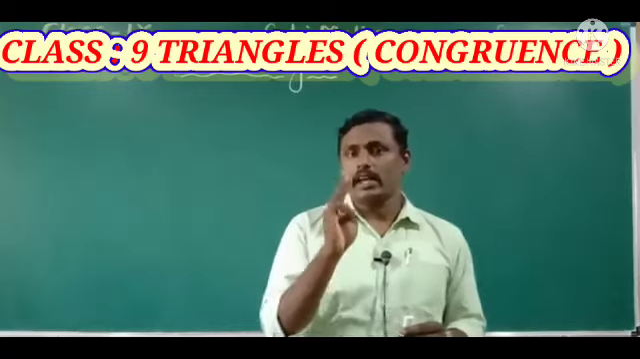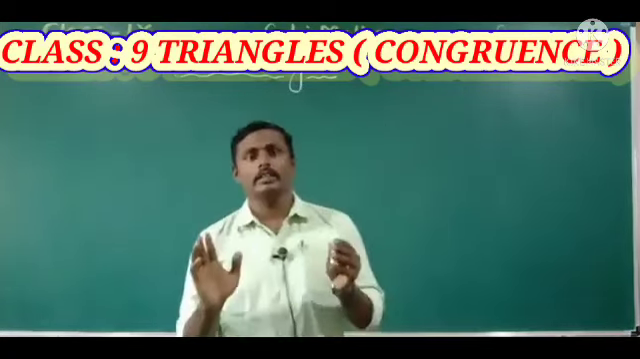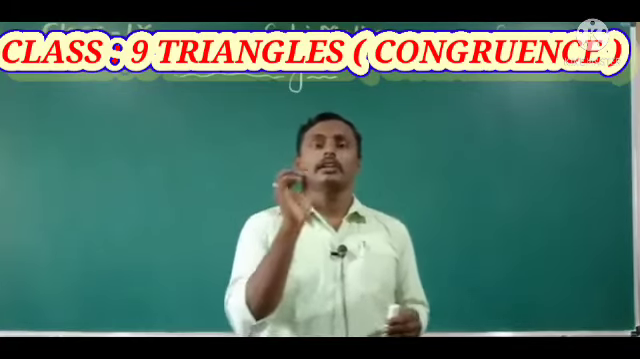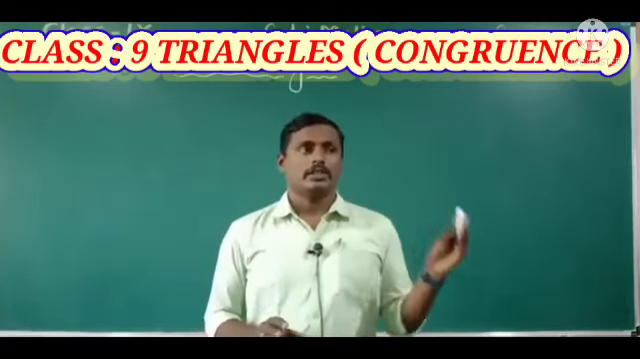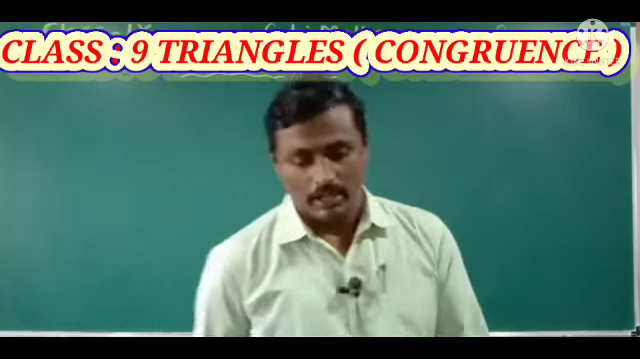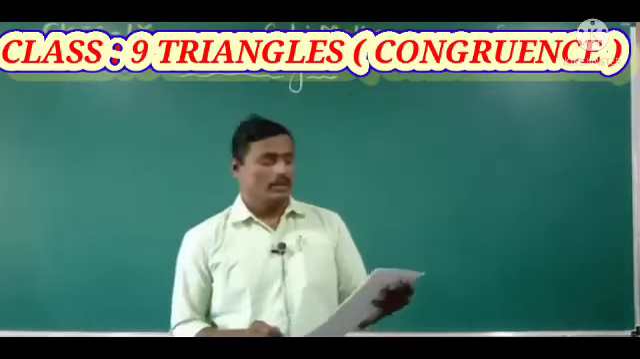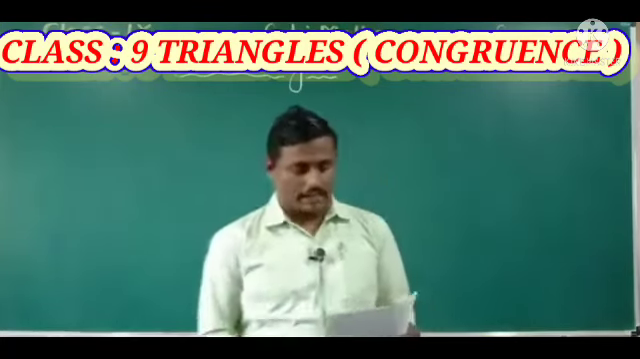How can you define the SSS congruence? The three sides of one triangle are equal to the three sides of another triangle, then the two triangles are said to be congruent by using the SSS congruence criteria, right? So these are all things we already discussed in the previous sessions. In this session, I am going to discuss some theorems and problems based on that congruence criteria.